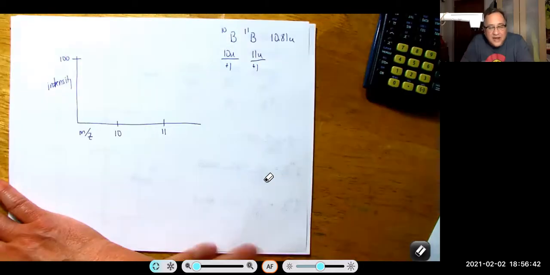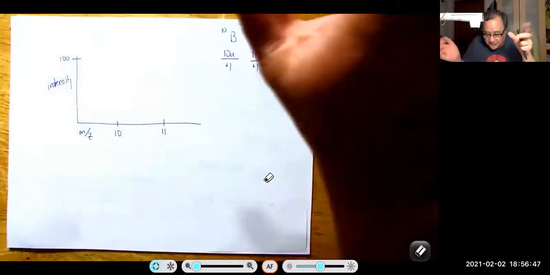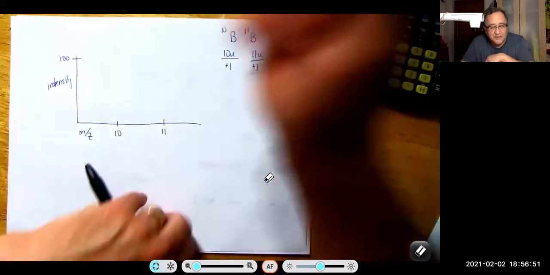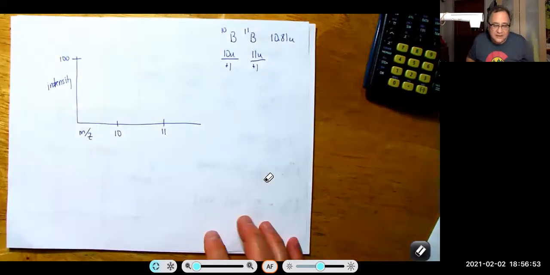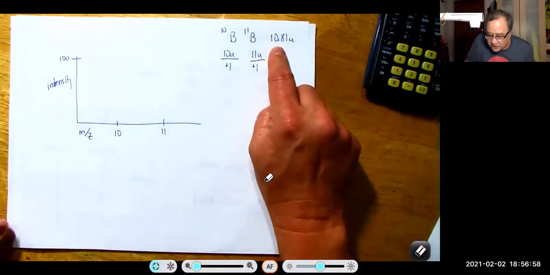Right. And that's why I had you do that thought experiment where if it's equal proportions, it should be 10.5. But if there's more 11s, it should be closer to 11. And if there's more 10s, it should be closer to 10. How can we show people and convince people that that's closer to 11?